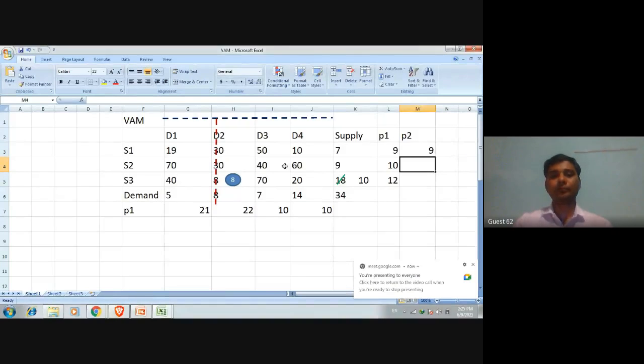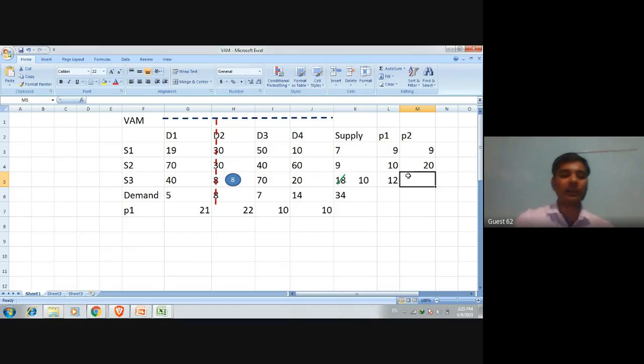Again, in this row, 40 and 60 are the two least costs. So we will reduce 40 from 60. How much will it become? 20. And for row S3, 40 and 20 are the two least costs. So we will reduce 20 from 40. How much will it become? 20.